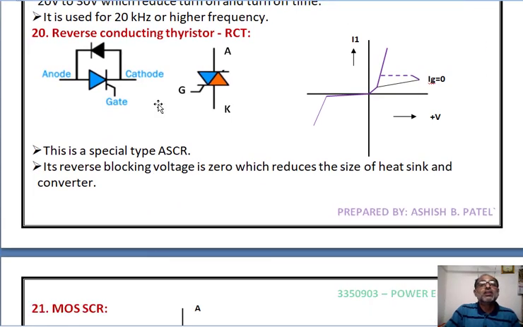Reverse conducting thyristor, that means RCT. It is a special type of ASCR. Its reverse blocking capacity is 0. Due to this zero current, it reduces the size of the heatsink, and also it reduces the size of the converter. Here you can see two diodes connected in anti-parallel. It has three terminals: anode, gate and cathode. So this is the equivalent circuit.